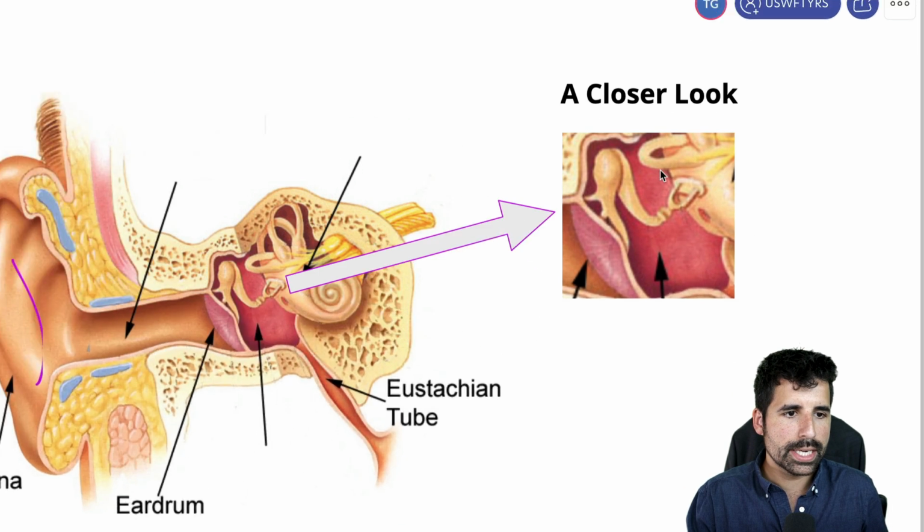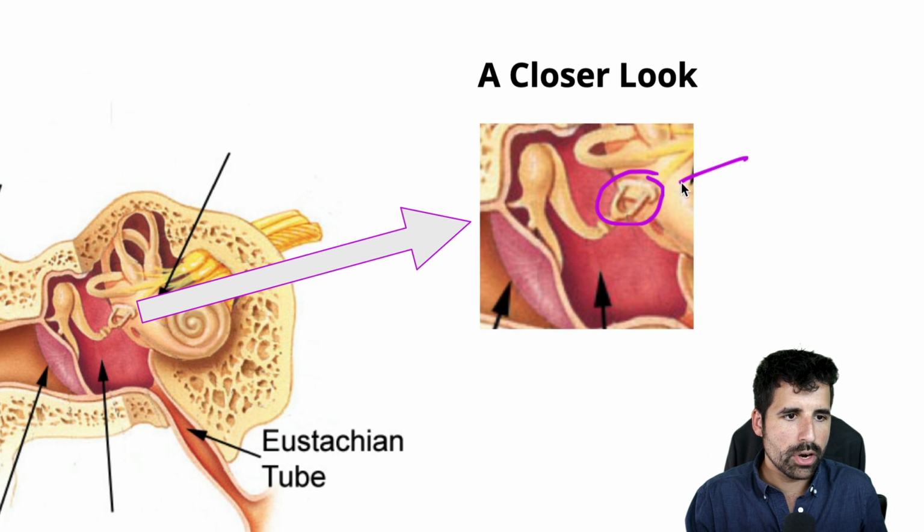And then with my pen tool selected, I can annotate this and not clutter up my original image, and then point out that the stapes is the smallest bone in the entire body.